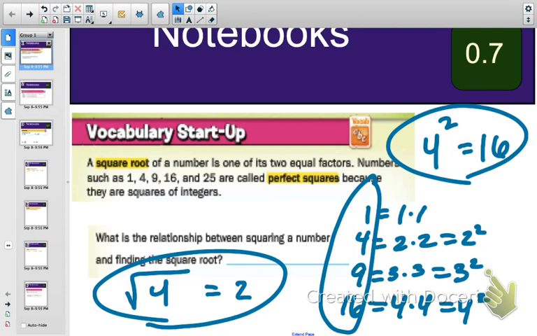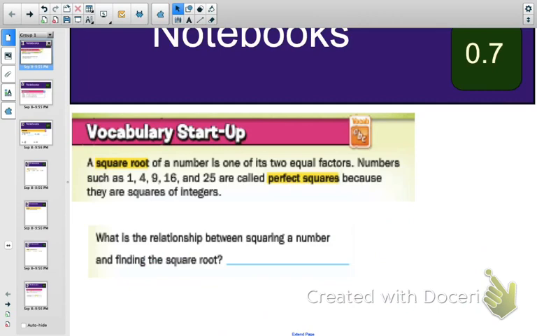So they are different. If I'm squaring something, that means I'm making it bigger, usually. It's being multiplied to itself. If I'm square rooting, typically that means you're making it smaller. So square root of 4, what multiplies to itself to be 4, and that is 2.